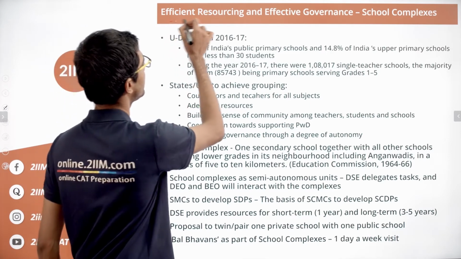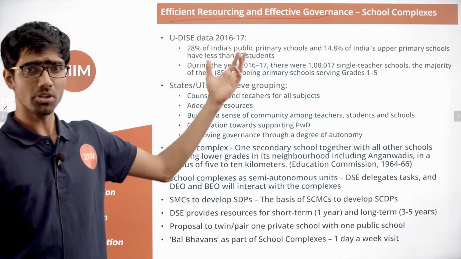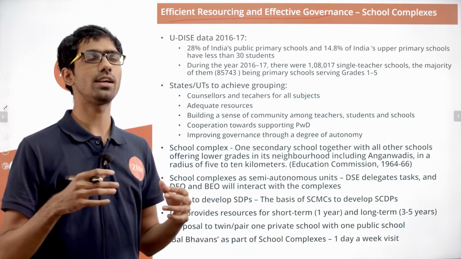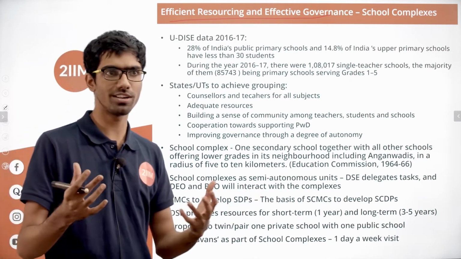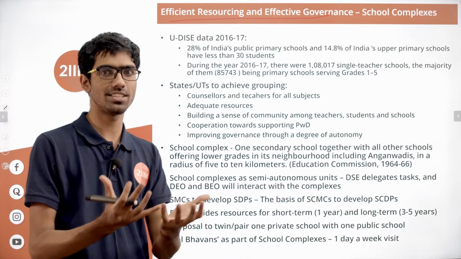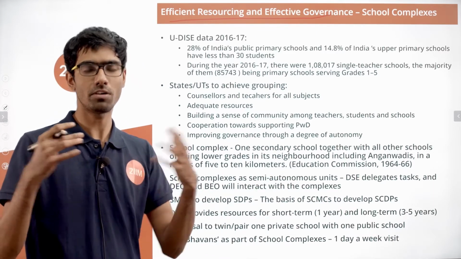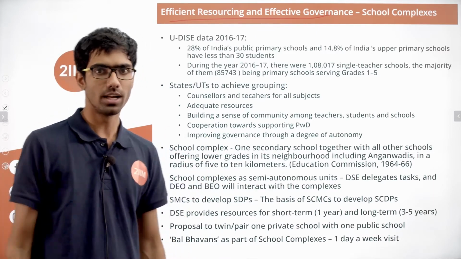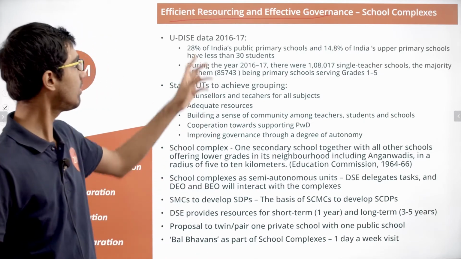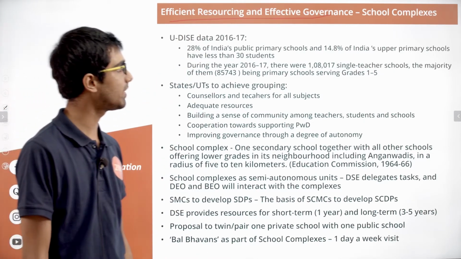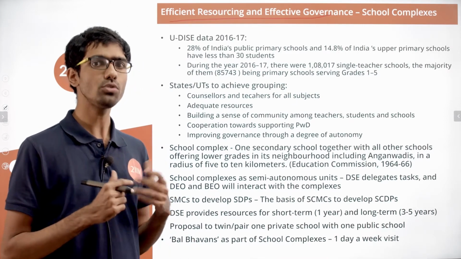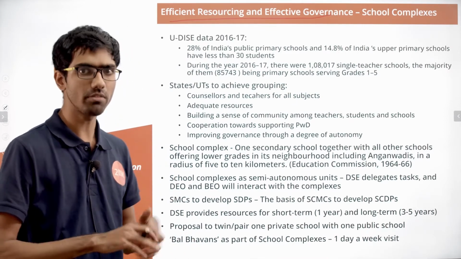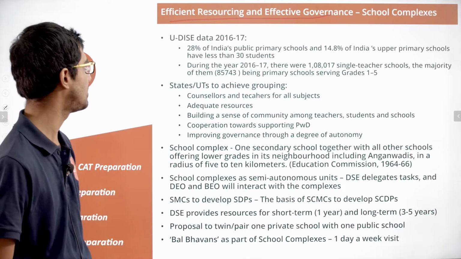Next is what we've seen a bit earlier in terms of school complexes: efficient resourcing and effective governance. In terms of our government, we can call it minimum government and maximum governance. That's the official slogan, if I may call it that, in terms of the parliamentary structure. Here it's called efficient resourcing and effective governance. The main aspect to be focused on here is school complexes. We saw what school complexes are, and we are going to get into some specifics here.